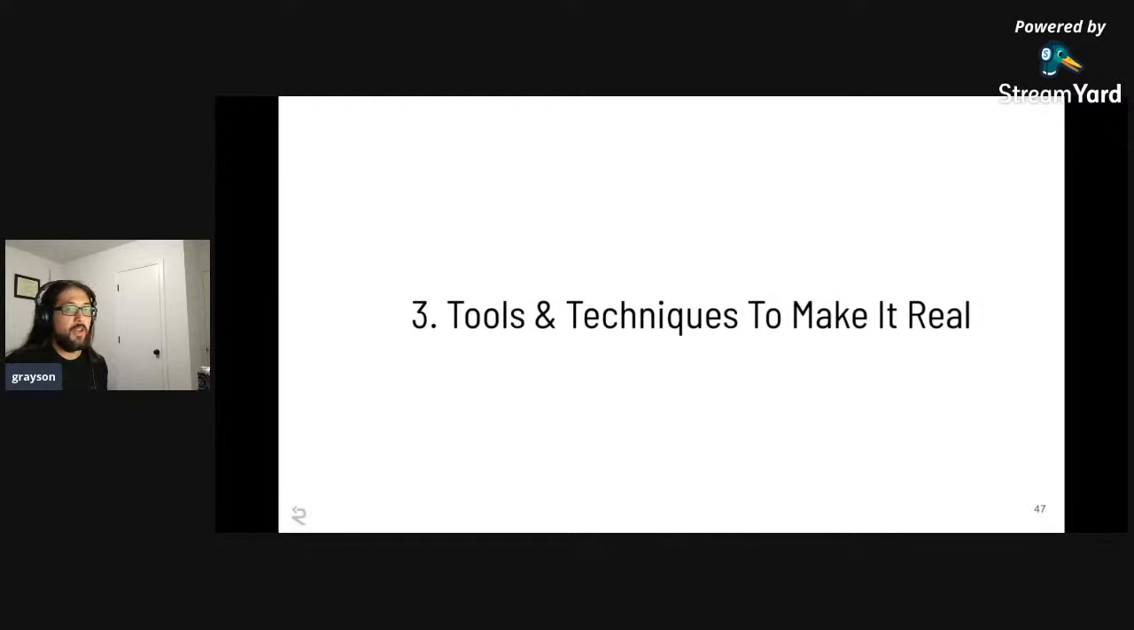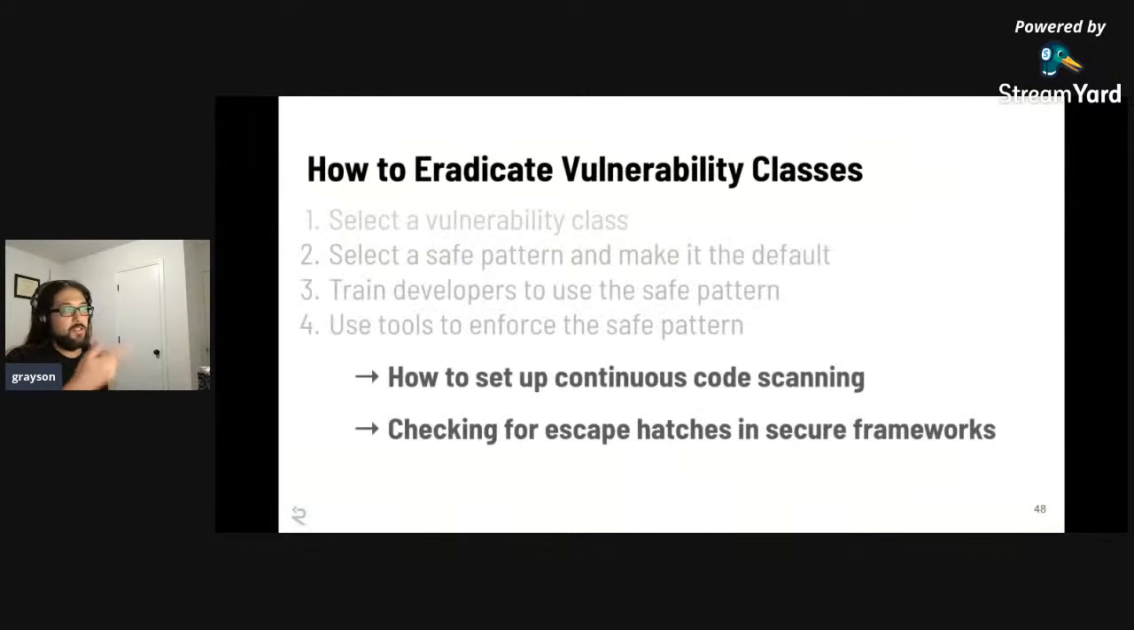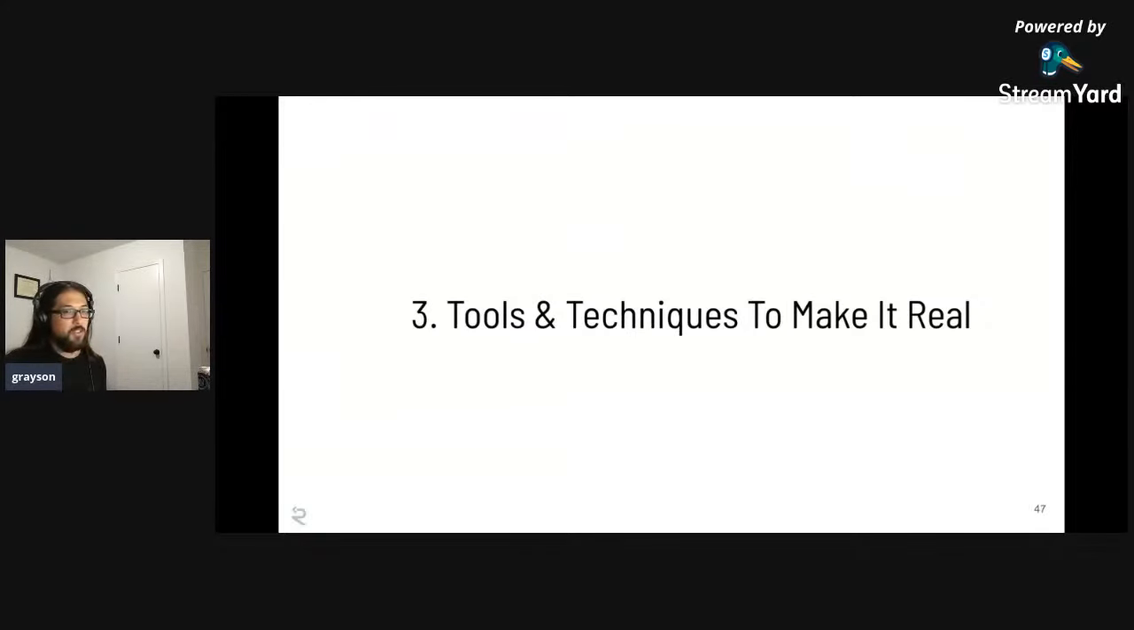Cool. So that was my high-level proposal of a strategy for how to eradicate vulnerability classes. As a reminder, number one is you select one. Number two is you select a safe pattern and make it the default. Number three is you train developers to use the safe pattern, and the fourth is you use tools to enforce it. I'm going to talk about some tools and techniques to make it real in your organization, and then I'm going to end with what we do at R2C in order to implement this strategy.